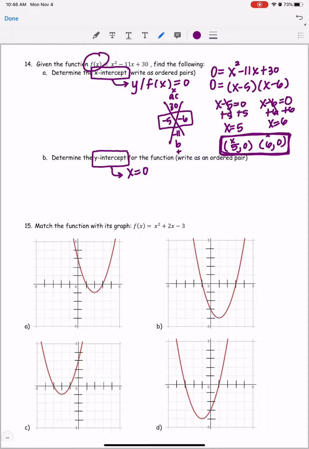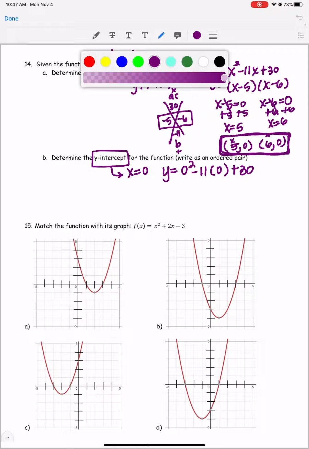So even though this says f of x, that means the same thing as y. So I've got y equals 0 squared minus 11 times 0 plus 30. I'm putting in a 0 for both of those x's.